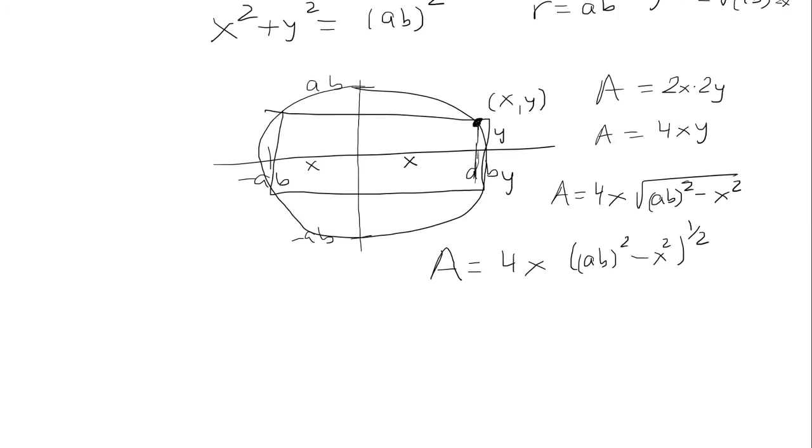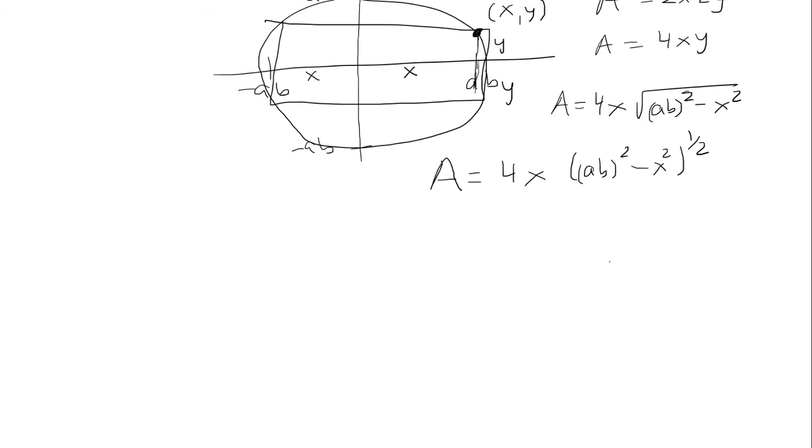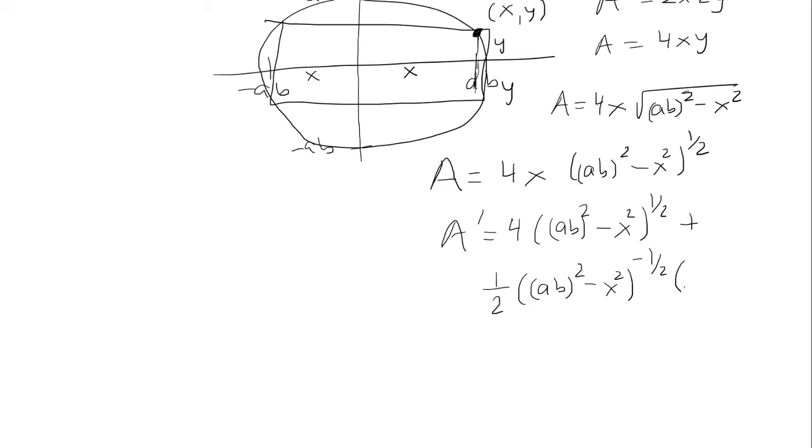Because I want to find the largest area, I want to find the derivative here. The derivative will have us use the product rule. So the derivative of 4x is 4. Then we're going to leave (ab)² - x² to the 1/2 power alone. Then we're going to take the derivative of the square root, which will involve taking down the exponent, leaving the inside the same, subtracting 1 in the exponent, and then multiplying by the derivative of the inside. Okay, so that's the derivative. Now we have to multiply it by 4x.